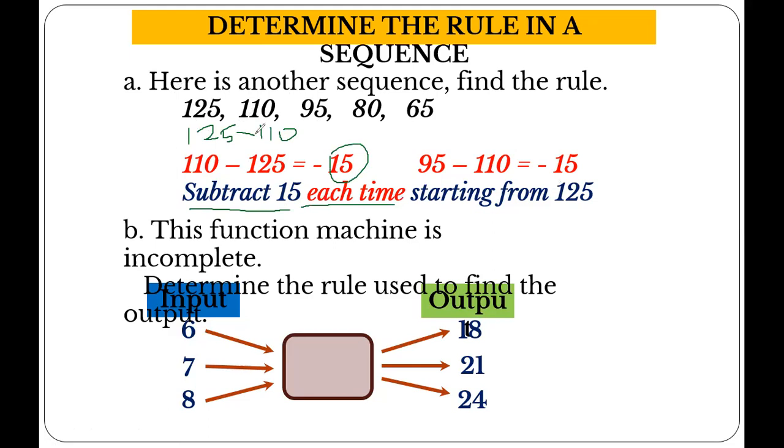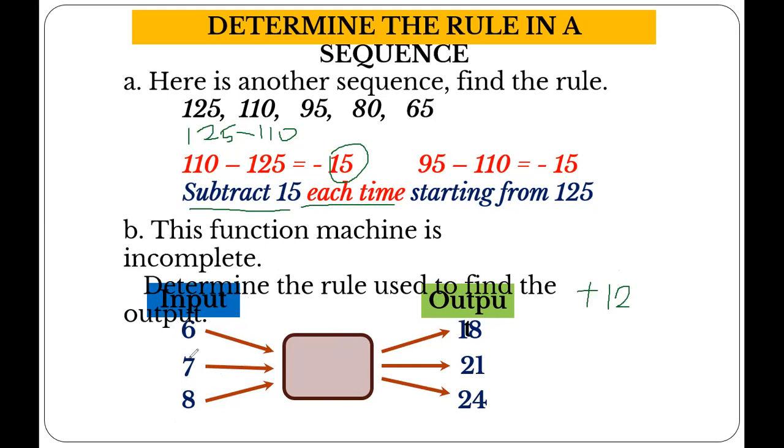Now, let's check our function machine or number machine. So, determine the rule. What do we do here? Can you check? 6 became 18, 7 became 21, 8 became 24. So you can try 18 minus 6. It will be 12, correct? And it's increasing, so we say we add 12. But make sure that all the rules will be the same.